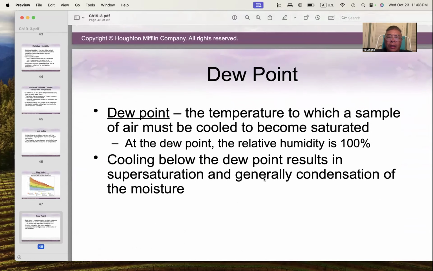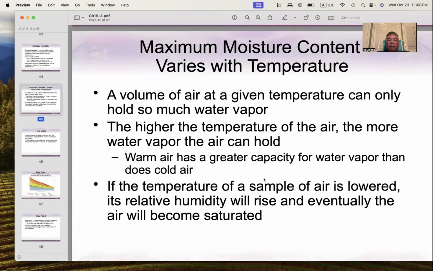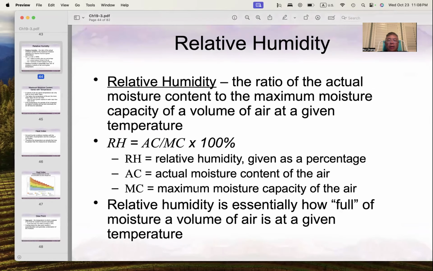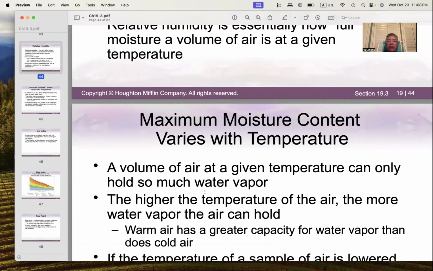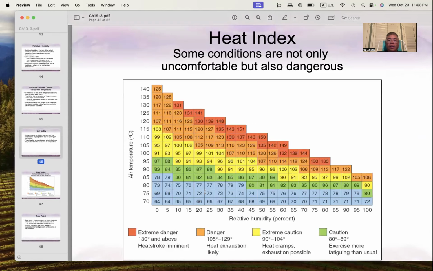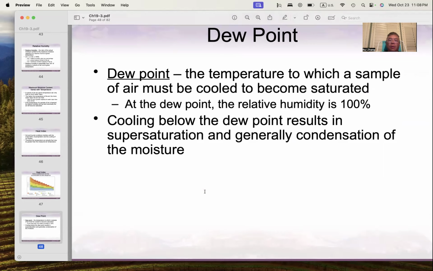Another related concept is called dew point. This is the temperature to which a sample of air must be cooled to become saturated. As we explained, the maximum air capacity depends on temperature. The lower the temperature, the less water vapor air can carry. So the dew point is the temperature at which the air is saturated.